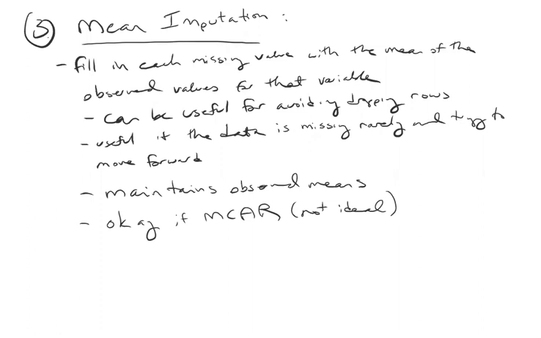So the fact that the mean imputation maintains the observed mean is okay if you have missing completely at random data. If you have missing at random or missing not at random, then you don't like your observed mean. It's probably biased, so it's not great that this maintains it.